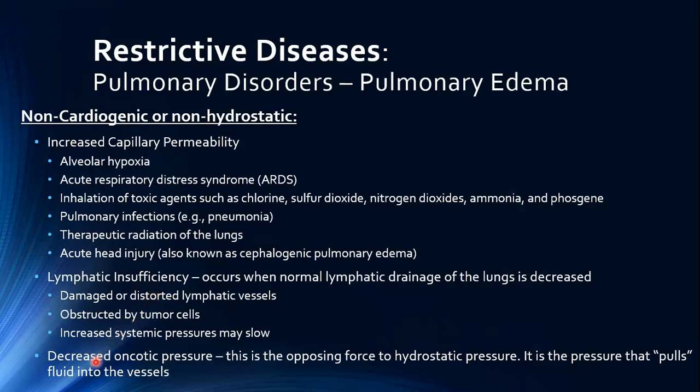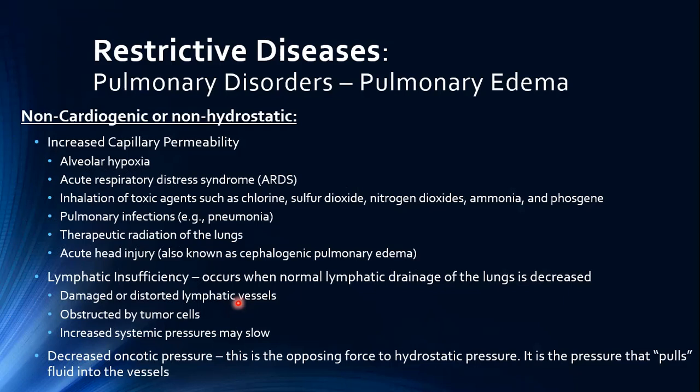And then decreased oncotic pressure. Oncotic pressure is the opposing force to hydrostatic pressure. It is the pressure that pulls fluid into the vessels. So those lymphatic vessels that suck it up, they suck it up in an action called oncotic pressure, okay? Oncotic pressure is what allows the lymphatic vessels to suck in that extra fluid. So either the vessel isn't working right, or it's messed up and it can't receive it, or the oncotic pressure is decreased, where there is no pressure to make the lymphatic vessel suck it up, okay? Very detailed things.